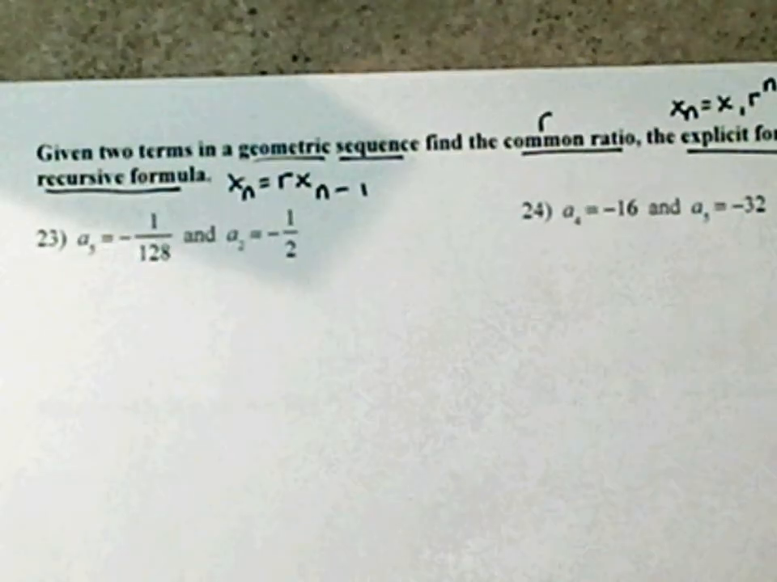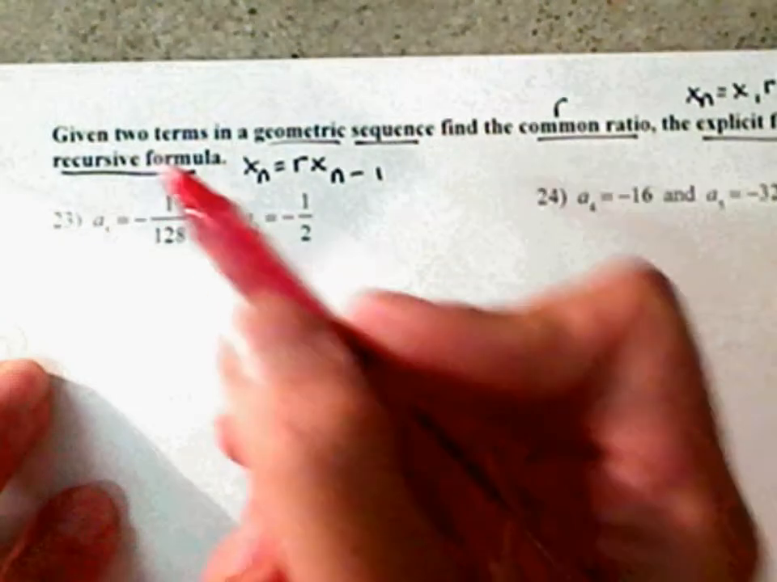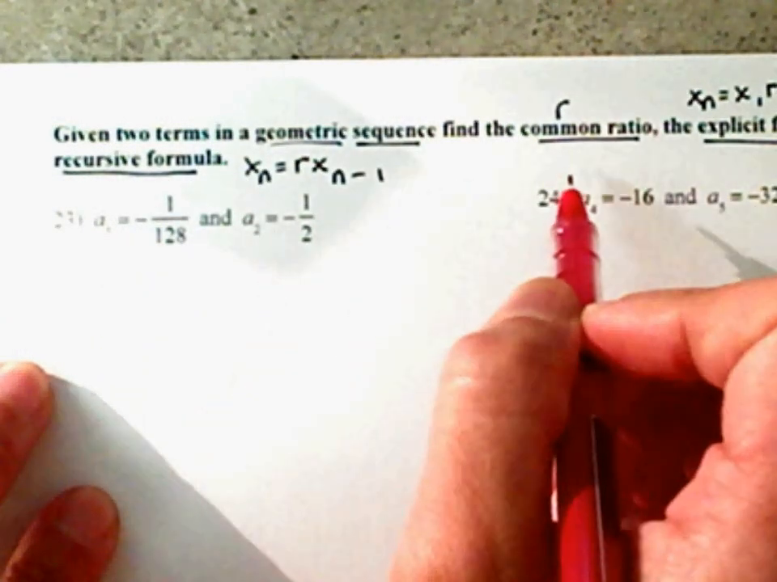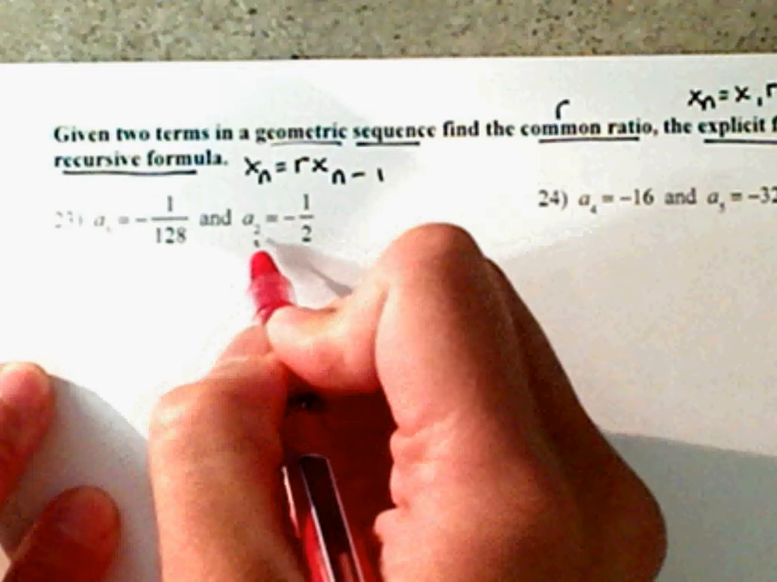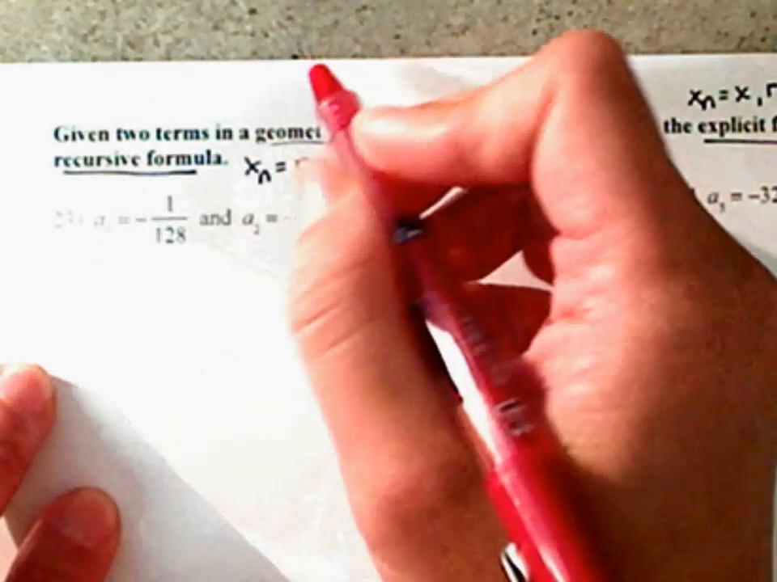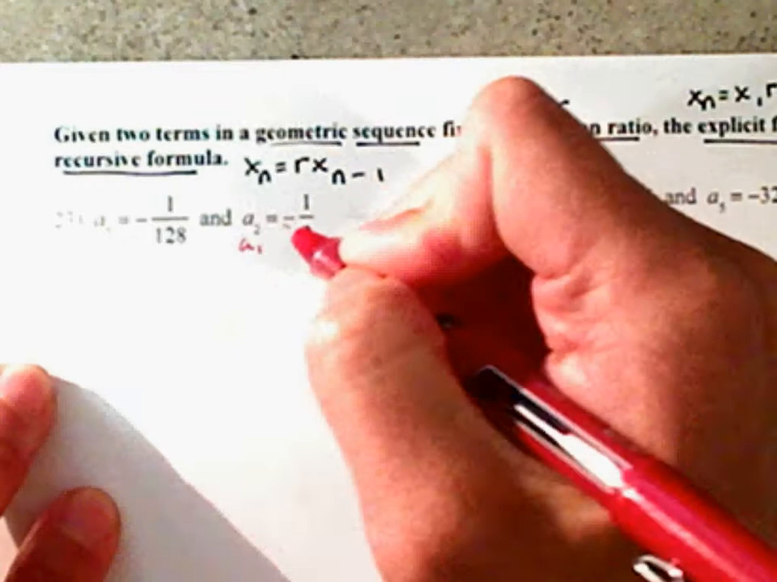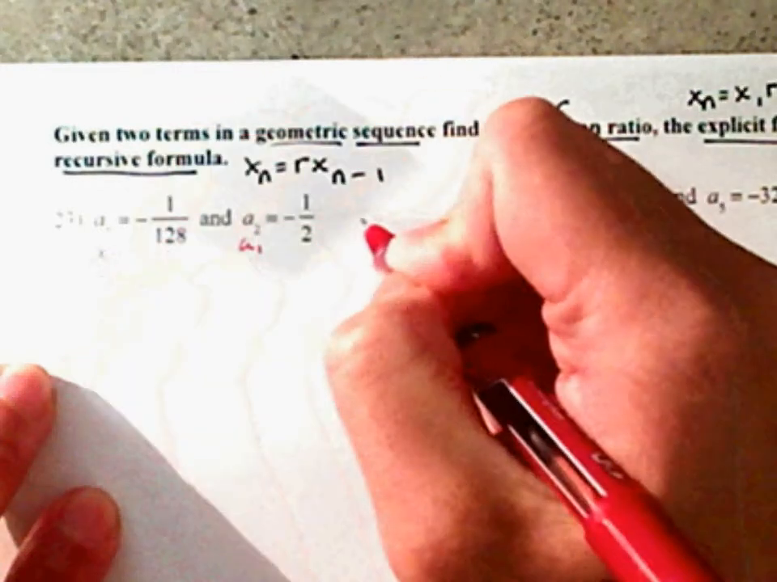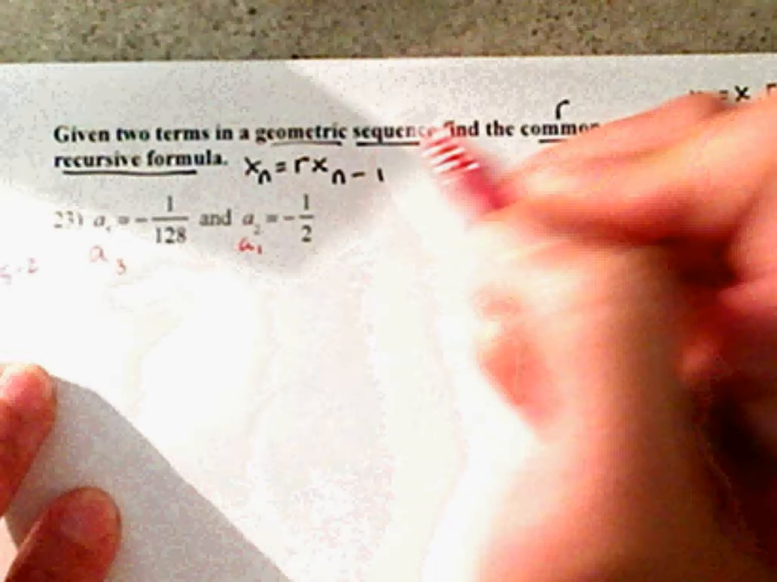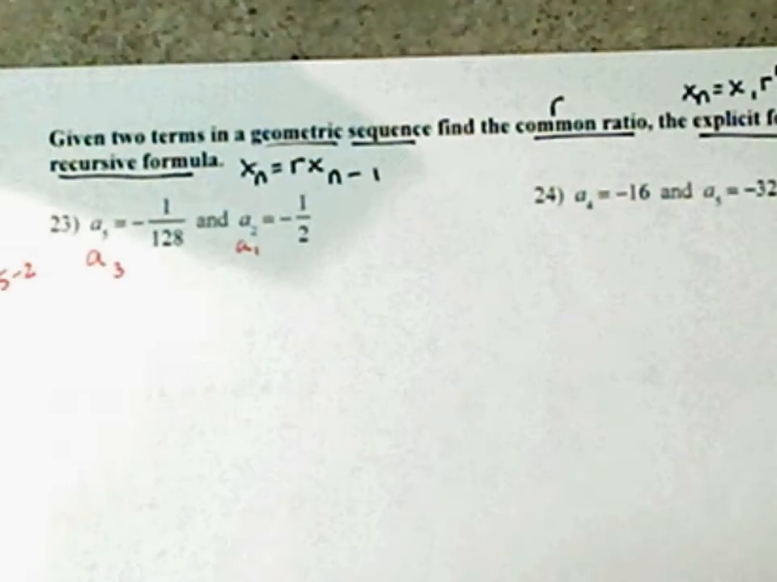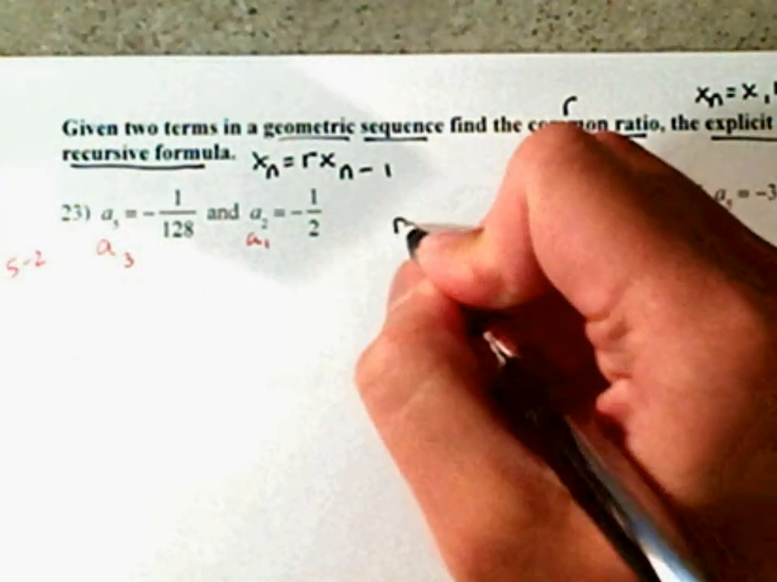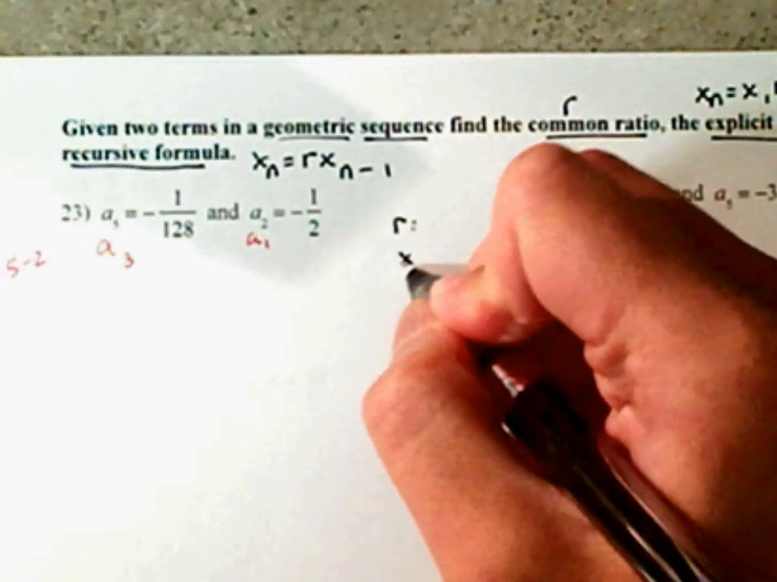Okay? On number 23, you are given a of 5 and a of 2. So you need to find the common ratio. Now, since you don't know the first term, but you know the fifth and the second term, make that your first one, and make that your third one. And how did I get 3? 5 minus 2. All right. So, the two things that you need are your R, and your first term.